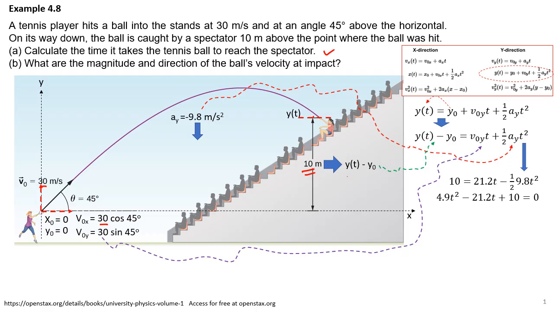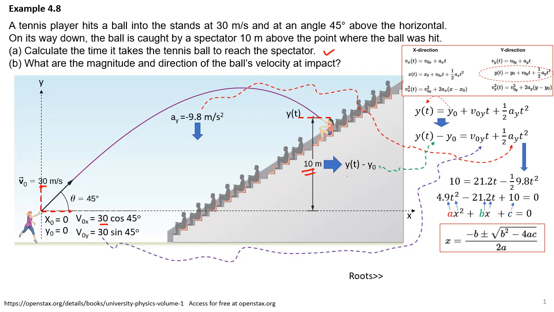Now, if you look at this equation, we can rearrange it. This is a quadratic equation of the form ax squared plus bx plus c equals 0, where x is t, and a is 4.9, b is minus 21.2, and c is 10. So we can use the quadratic formula to calculate the roots, that means calculating the value of t. We get two values, so two roots means there are two solutions for the time. Which one will we choose?